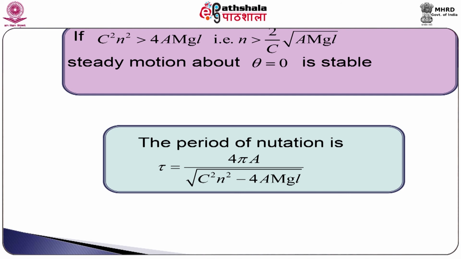The period of nutation is given by tau equal to 4 pi A divided by square root of C square into n square minus 4 into A into M into g into L. In this module, we have obtained Euler's kinematical relations and using such discussed the motion of a top in detail. Top is a special type of rigid body which is spinning about a fixed point which is known as its apex. In such cases, we have derived the condition for stability and obtained the Lagrange's equation of motion.